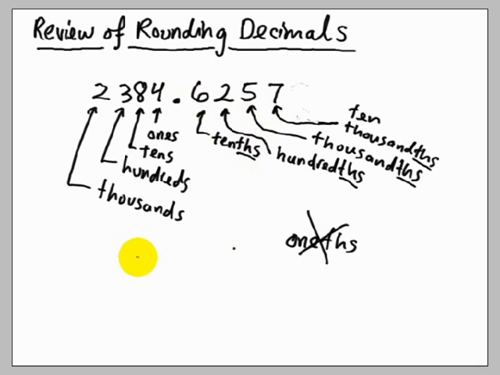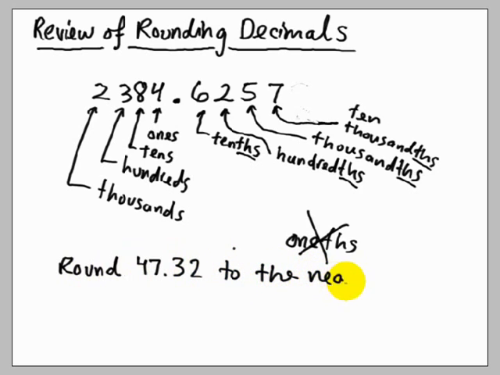Now, let's take a look at an actual question. What if I want to round, how about we take the number 47.32 to the nearest tenth. That's my first rounding question to you. I'm going to erase this here. I don't like it. So how do we round to the nearest tenth?